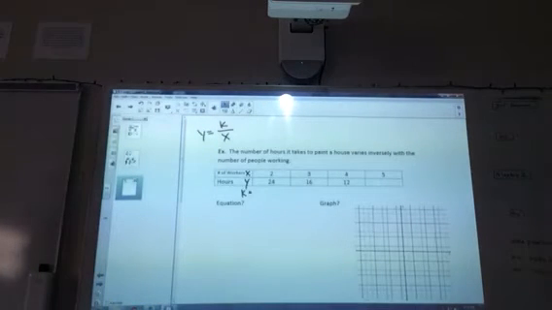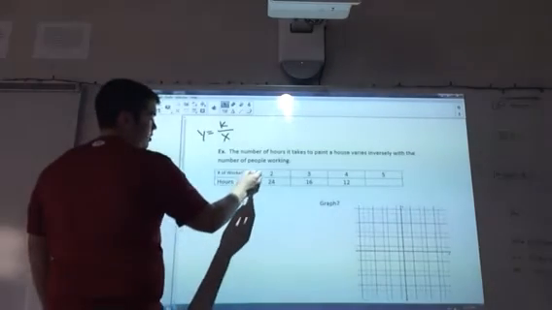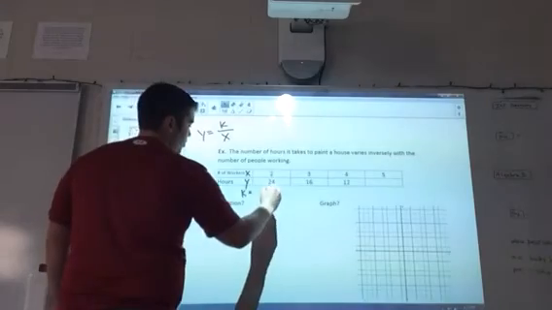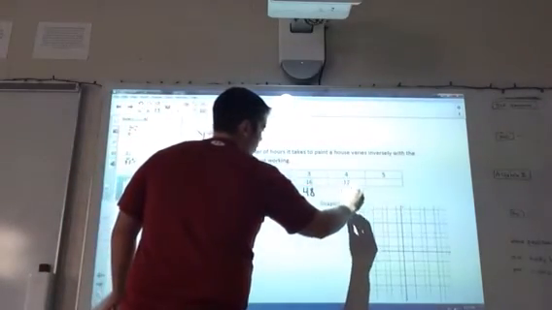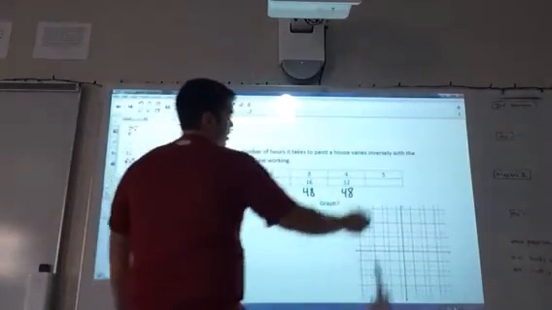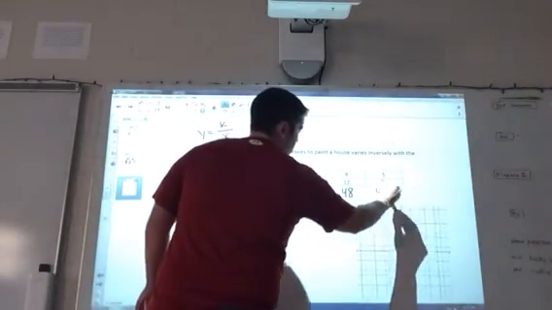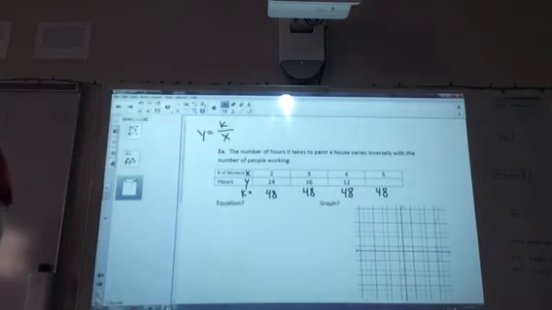Okay? We should be able to find the k value relatively easily because we know that this varies inversely. So that means k, again, we find by doing x times y. 2 times 24 is 48. 3 times 16 is 48. 4 times 12 is 48. And 5 times something is 48. Good news is, since we know for sure it varies inversely, we can find that something. We can find the y value that goes with 5.